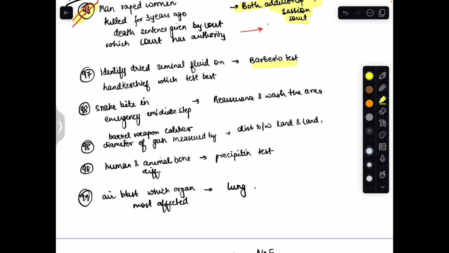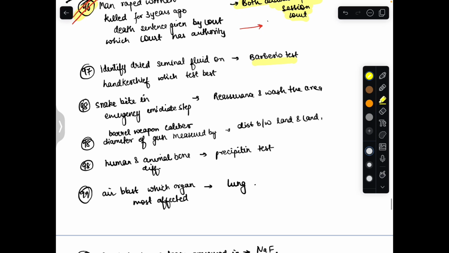Now for the 98th question, snake bite in an emergency, the immediate step. Some teachers said reassurance and washing the area is the correct answer. But some said we have to immobilize the patient, and some said we have to give antivenom. I don't know the correct answer because I'm also a student, but I put this question in front of you so that if you know the correct answer, you can count your marks for this one.